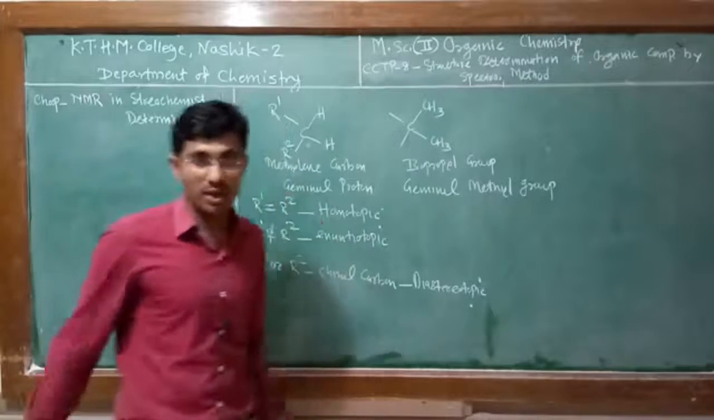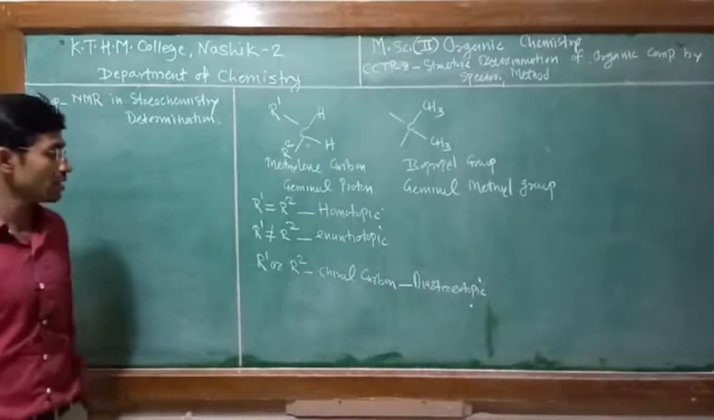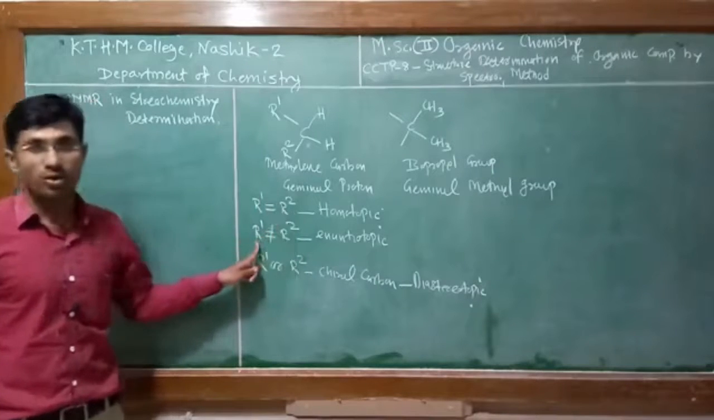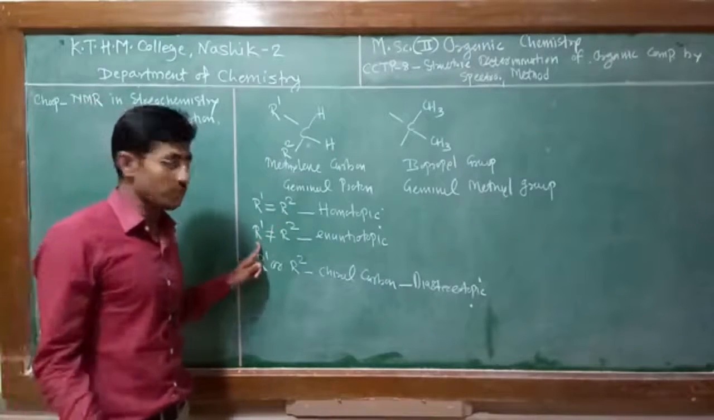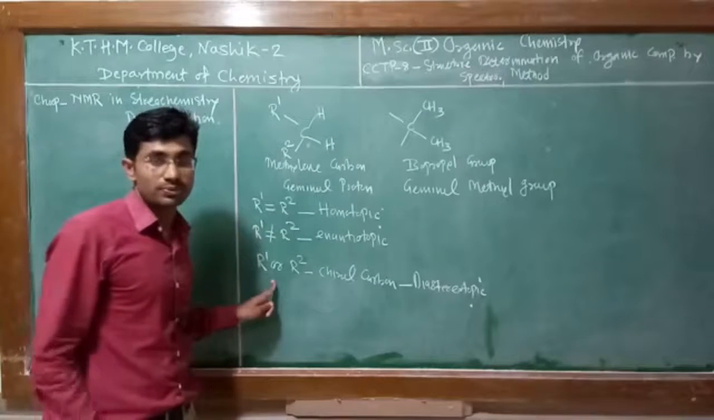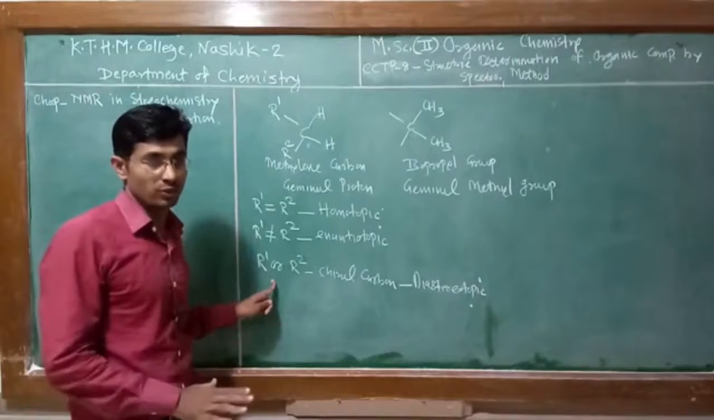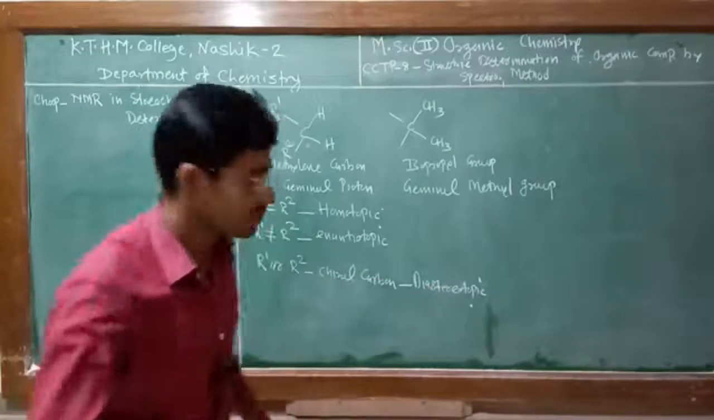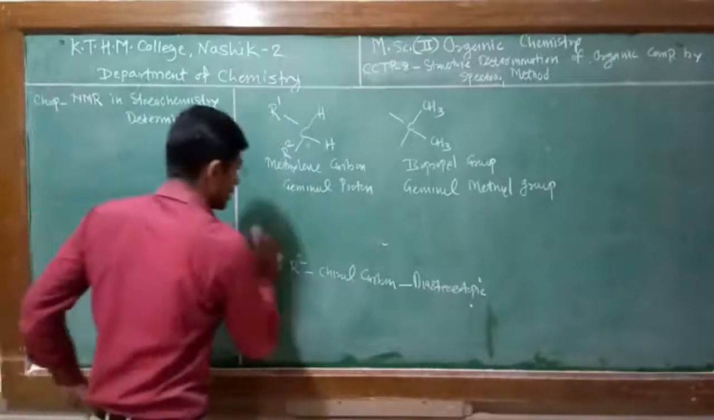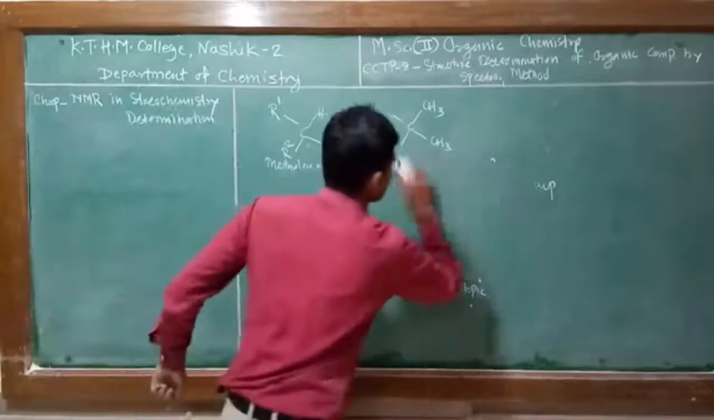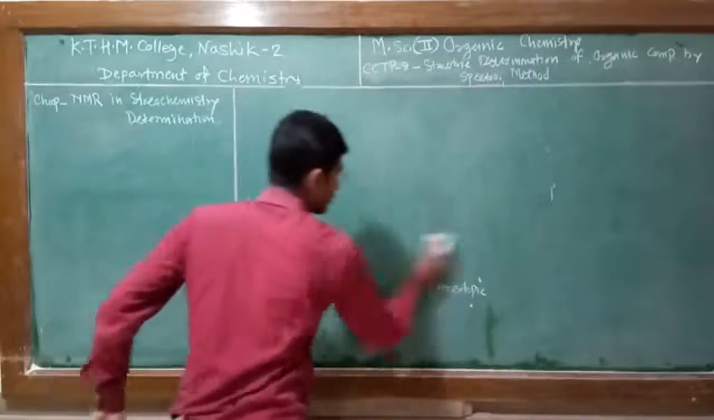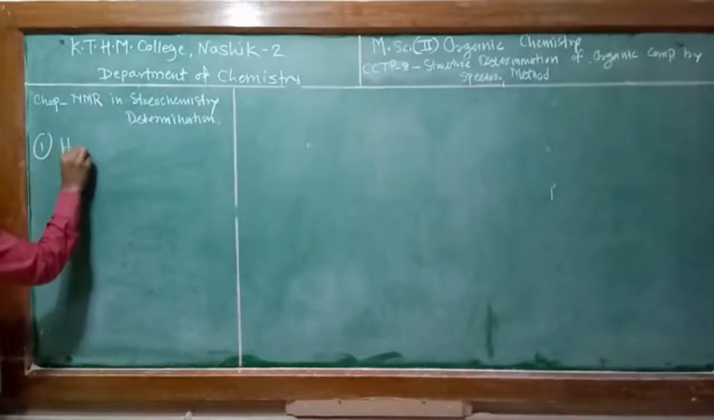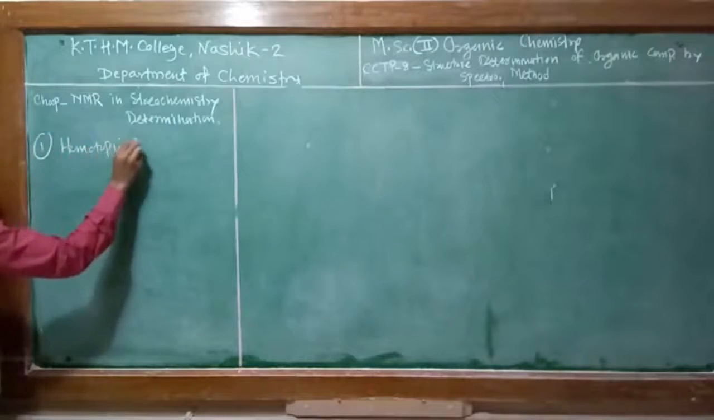So you have to remember the brief idea: if R1 and R2 are both the same, they are homotopic. Not the same, anisotropic. And if R1 or R2 contains a chiral carbon, diastereotopic. So one by one we discuss here. Firstly we take homotopic protons.